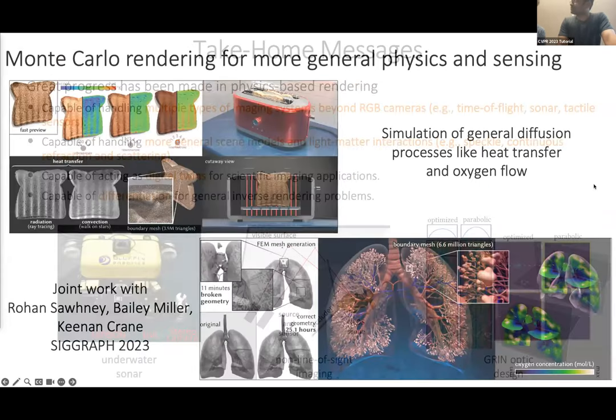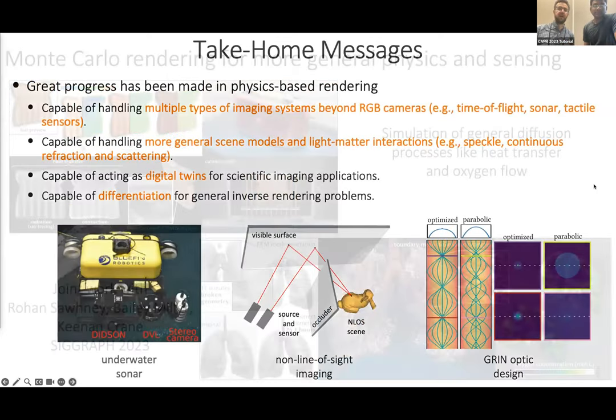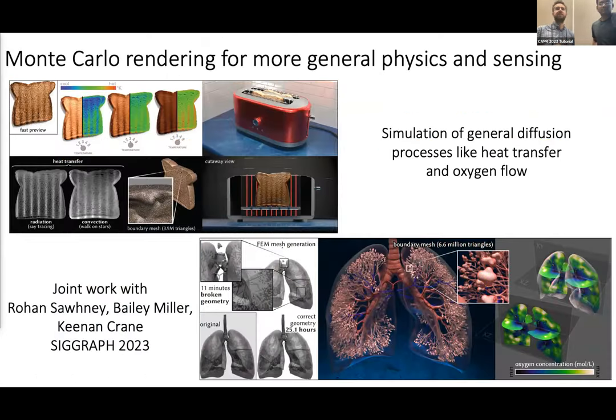So one thing I want to say here is that key to all of these capabilities we have mentioned is the fact that we can do not just rendering, but Monte Carlo rendering. In all of these simulations, they can use the Monte Carlo nature that makes it possible for them to scale up to very complex scenes, scale up to very large scenes, and be very computationally efficient.